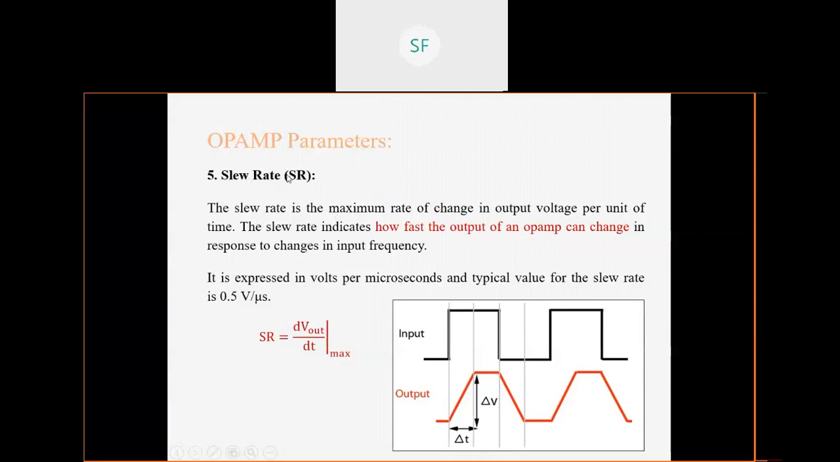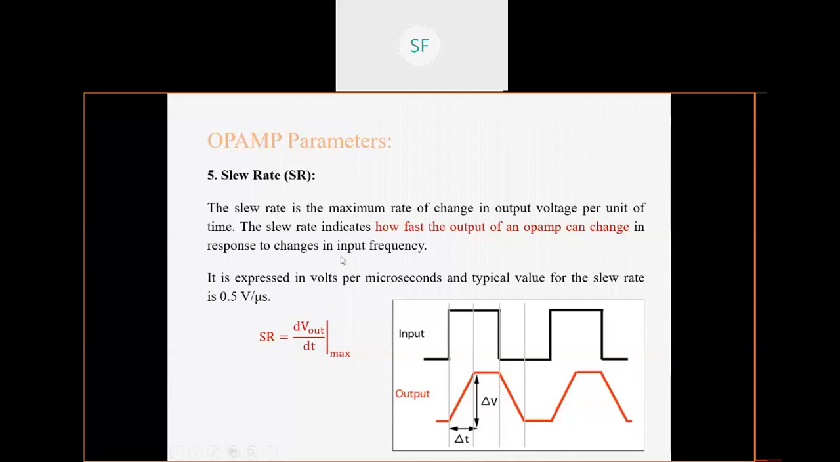Then there is one more parameter, called slew rate. The definition and concept are very important here. The slew rate is the maximum rate of change in output voltage per unit time. The slew rate indicates how fast the output of an op amp can change in response to changes in the input frequency.